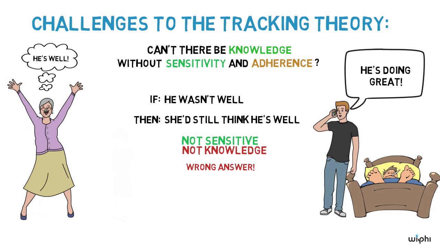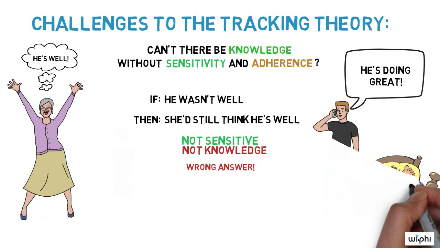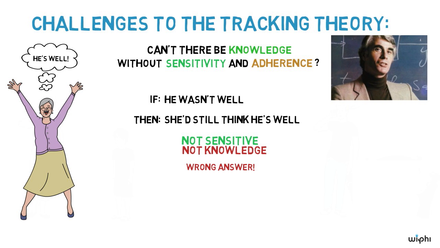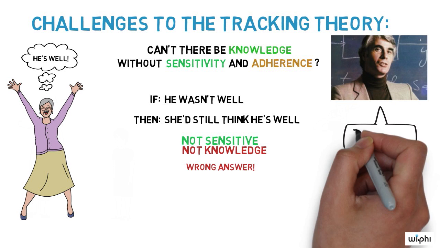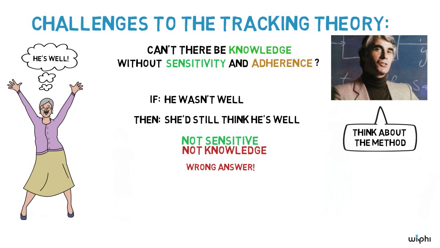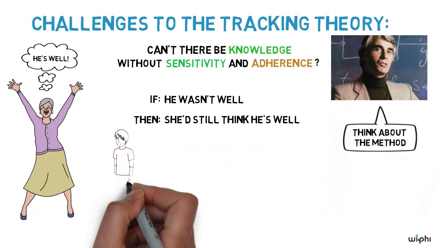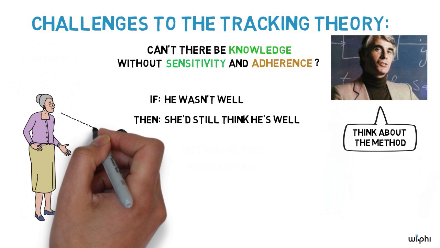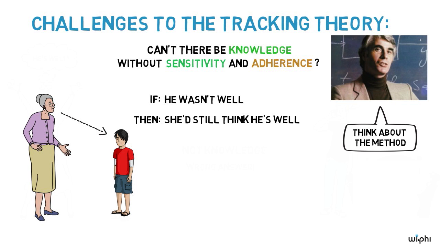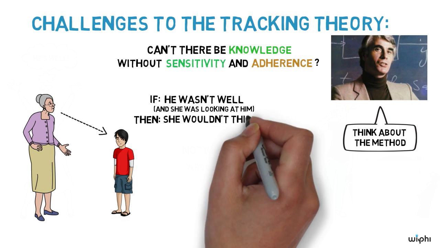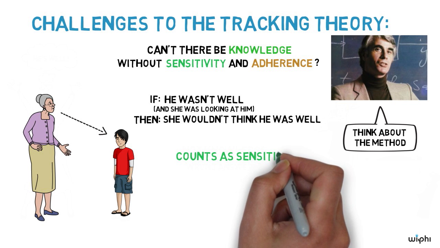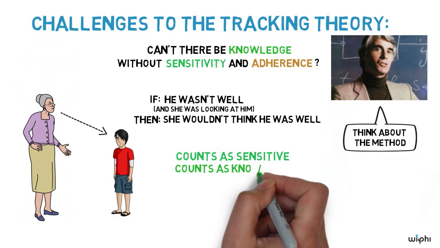Nozick responded to this problem by revising the tracking theory somewhat. He said that what matters is not just that our beliefs do track the truth, but that our beliefs track the truth given the methods by which we form them. In this case, given the method by which the grandmother formed her belief about her grandson, namely by looking and talking with him in person, she wouldn't have believed that he was well if he wasn't. This modification makes the theory somewhat more complicated and raises a number of further questions that we won't go into here.